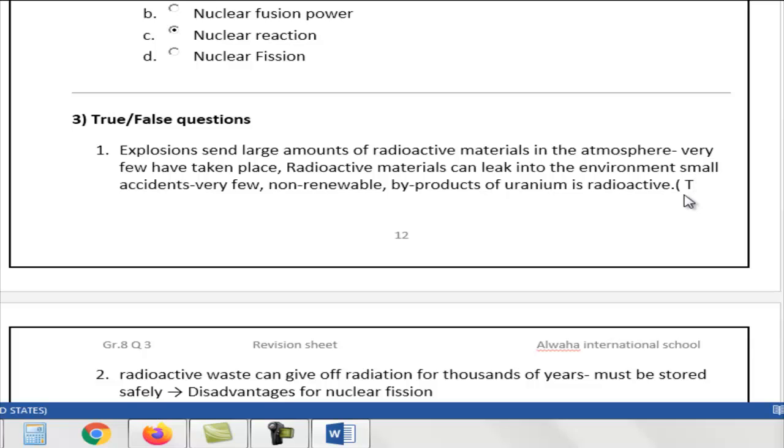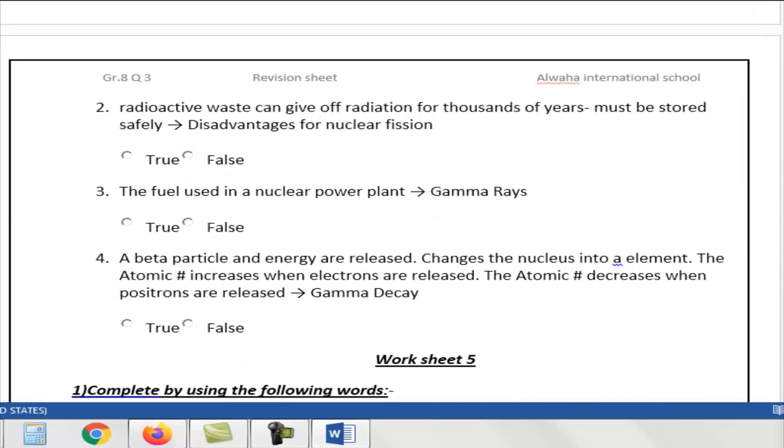Number 3, true or false. Explosions send a large amount of radioactive material into the atmosphere. Very few have taken place. Radioactive material can leak into the environment. Small accidents. Very few non-renewable byproducts of uranium are radioactive. So is it true or false? Yeah, it will be false. Number 2: radioactive waste can give off radiation for thousands of years and must be stored safely.